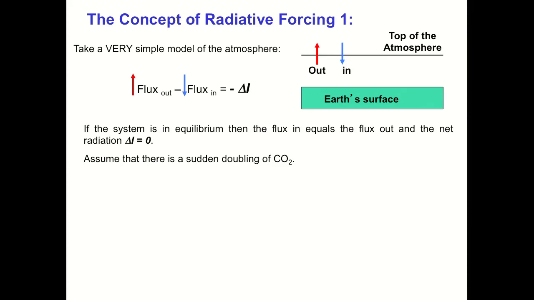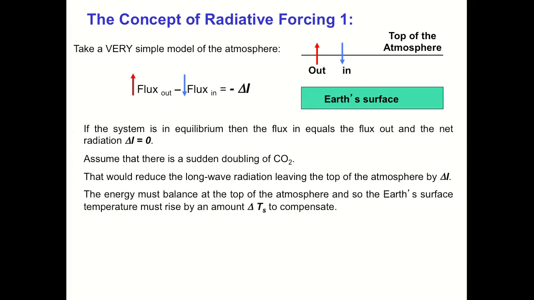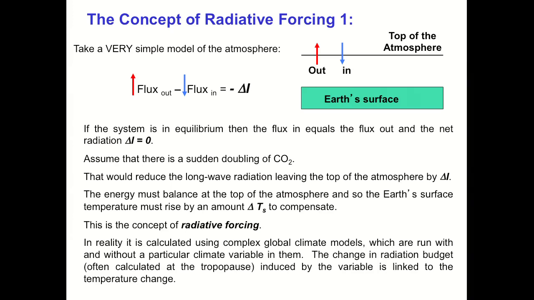If we suddenly double CO2, well, conceptually we know it's going to reduce the outgoing long-wave radiation leaving the top of the atmosphere. Let's assume it changes it by an amount delta I, so that's the change in radiative forcing. That change in radiation has got to be balanced at the top of the atmosphere, so the Earth's surface temperature has got to rise. And let's assume it changes by an amount delta Ts to compensate for that sudden change. So what we've been talking about here now is the concept of radiative forcing. We're forcing the system to respond to our doubling of CO2.